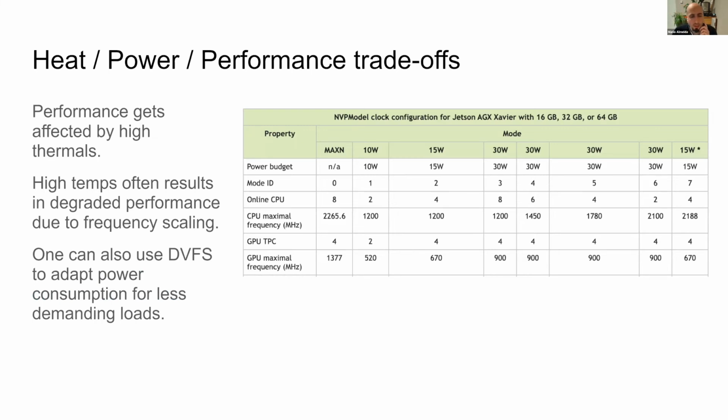Another very interesting property of these devices is that if you execute for too long, you are very likely to start having issues with heating. And when a device overheats, typically the frequency of your processor is going to decrease, and you're going to be affected in terms of performance. But this frequency scaling is also a very good opportunity for you to reduce the frequency of your CPU, and at the same time consume less power, so that you can execute machine learning models for longer.